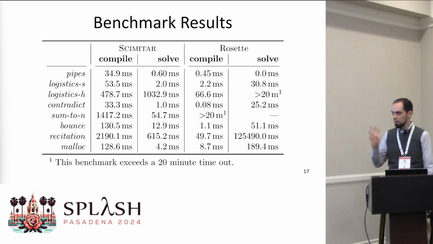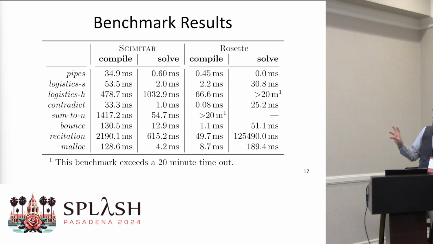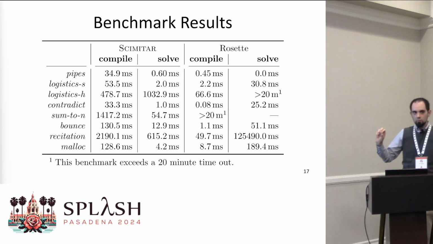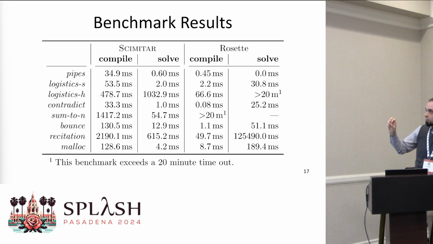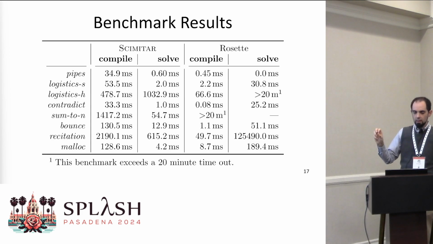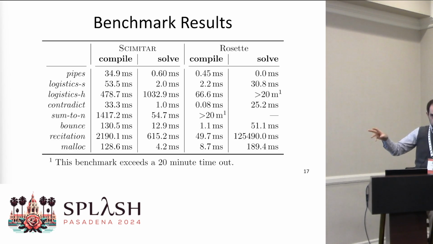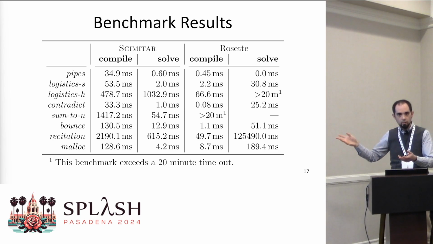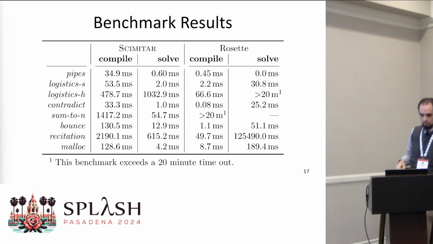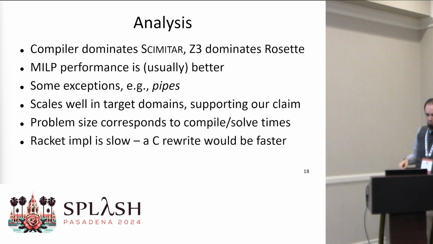And so we'll analyze these on the next slide. But real quick, just to make a note, unfortunately, the compile times for Scimitar are slow, but the solve times are significantly faster in most cases, which gives evidence that we're right, that dedicated MILP solvers can provide benefits. And there are a couple cases where Rosette didn't even finish. It hit a 20-minute timeout.